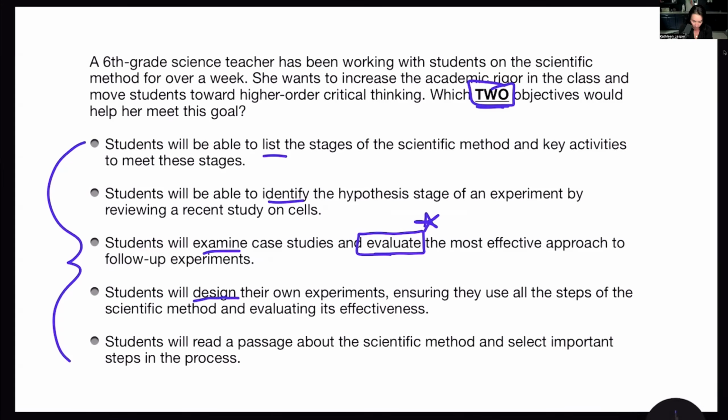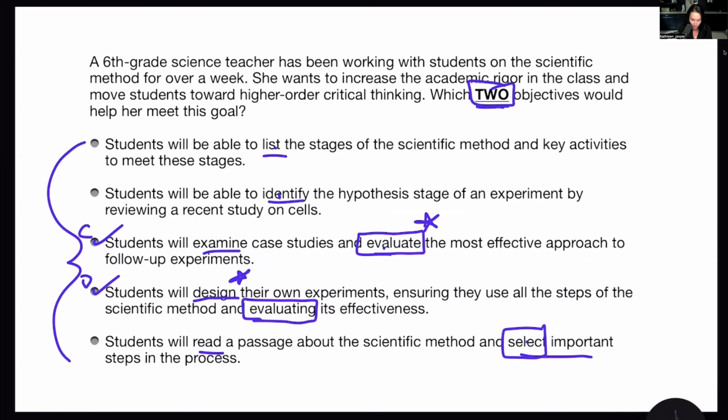Students will design their own experiments. That's that application. I like that as well. Design, ensuring they use all steps of the scientific method, and evaluating its effectiveness. Again, we have those higher level verbs. Okay, that's what we want to be looking at. Not so much the activity itself, but the verbs in the activity. So these two, which would be C and D, I guess, if they were labeled. Students will read a passage about the scientific method and select important steps. Select is identify. So select, identify, and list. Those are all the same. And evaluate. I'm looking for 2. It looks like these are going to be my 2, but let's read the question.